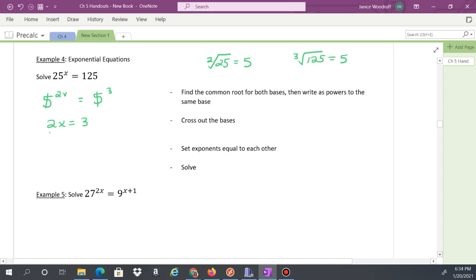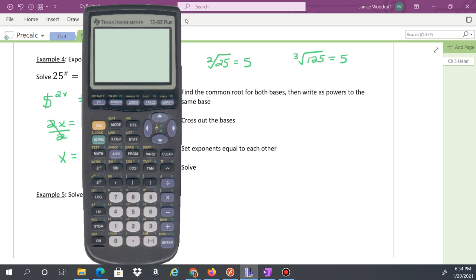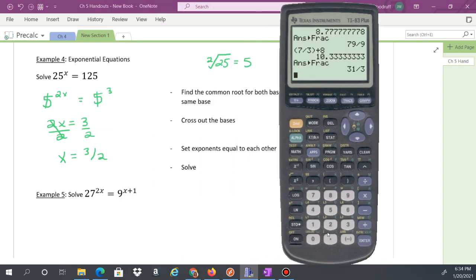cross out the bases, set the exponents equal to each other, and solve. So here I'm going to divide both sides by 2. I'm going to get x equals 3 over 2. And then you can check that if you want. 25 to the 3 over 2 gives you 125.